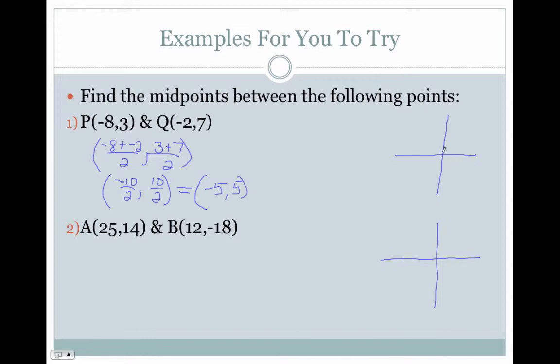And I'm going to go over and just kind of, I'm not going to graph them real exactly. I'm just going to, let's see, -8, 3 would be about here. And -2, 7 would be about here. So my midpoint should land right in here somewhere. So -5, 5. It's looking pretty good. We'll call it M for midpoint.